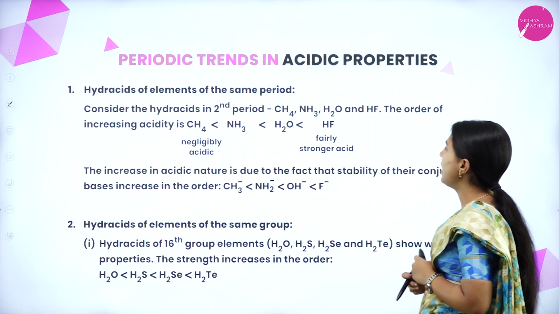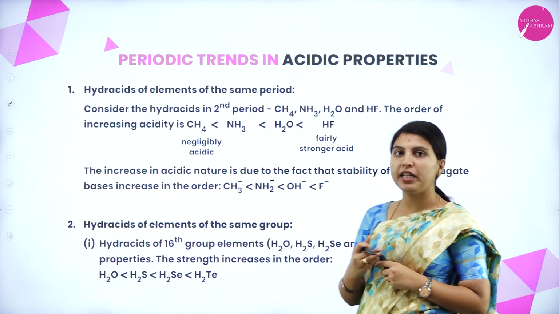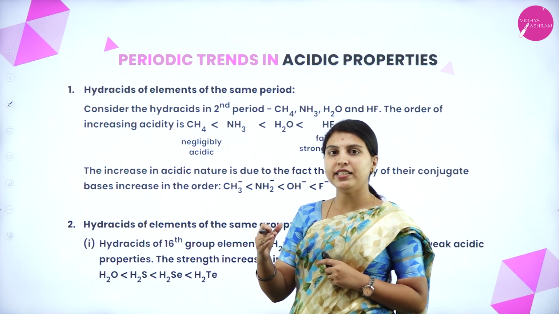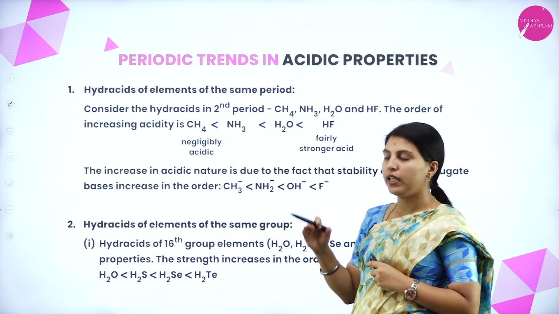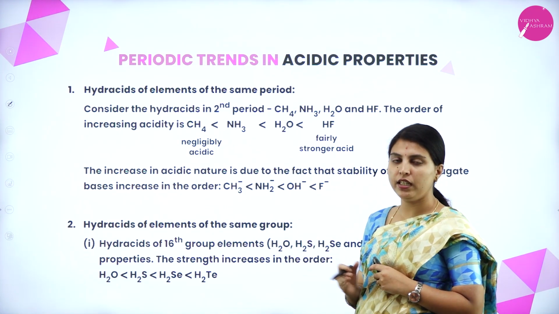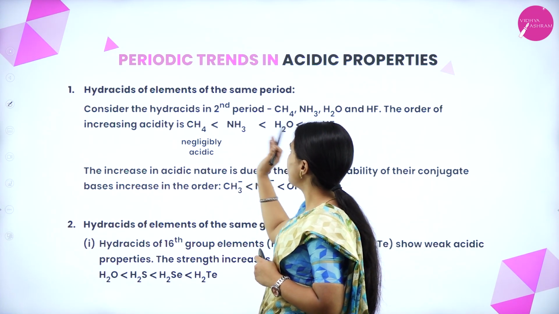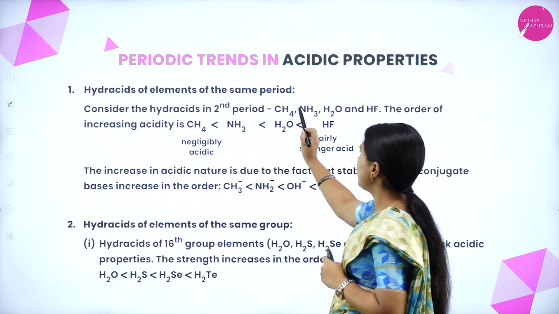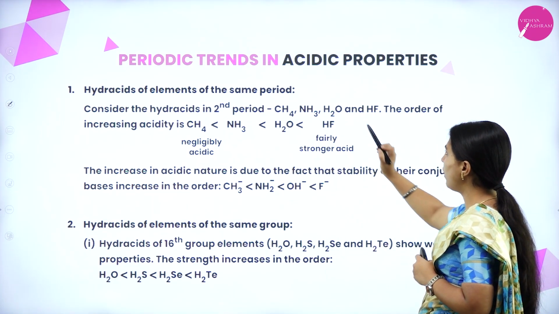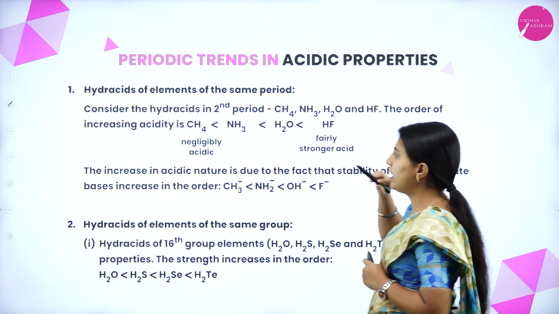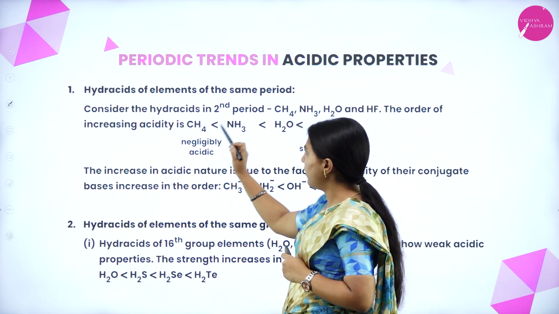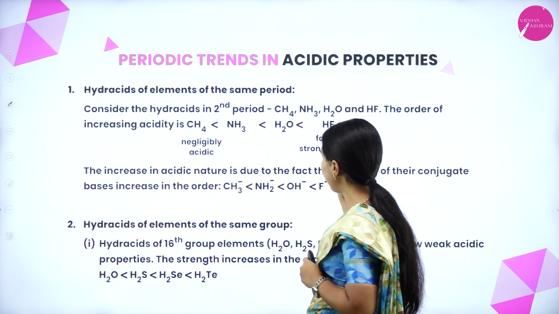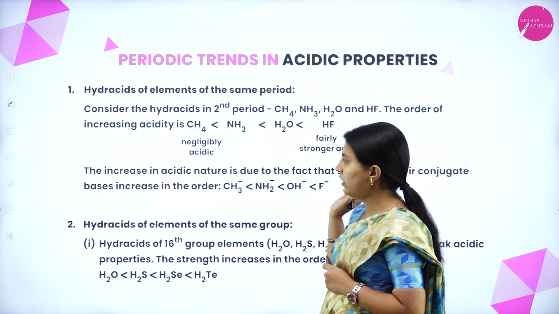Next, periodic trends in acidic properties. You have seen many periodic trends in the classification of the periodic table. Now, these trends also involve acidity or basicity. Hydra acids of elements of the same period. Consider the hydra acids in the second period: CH4, that is methane, ammonia, water and HF. The order of increasing acidity is from methane to HF. Here methane is negligibly acidic, and HF is a fairly strong acid.